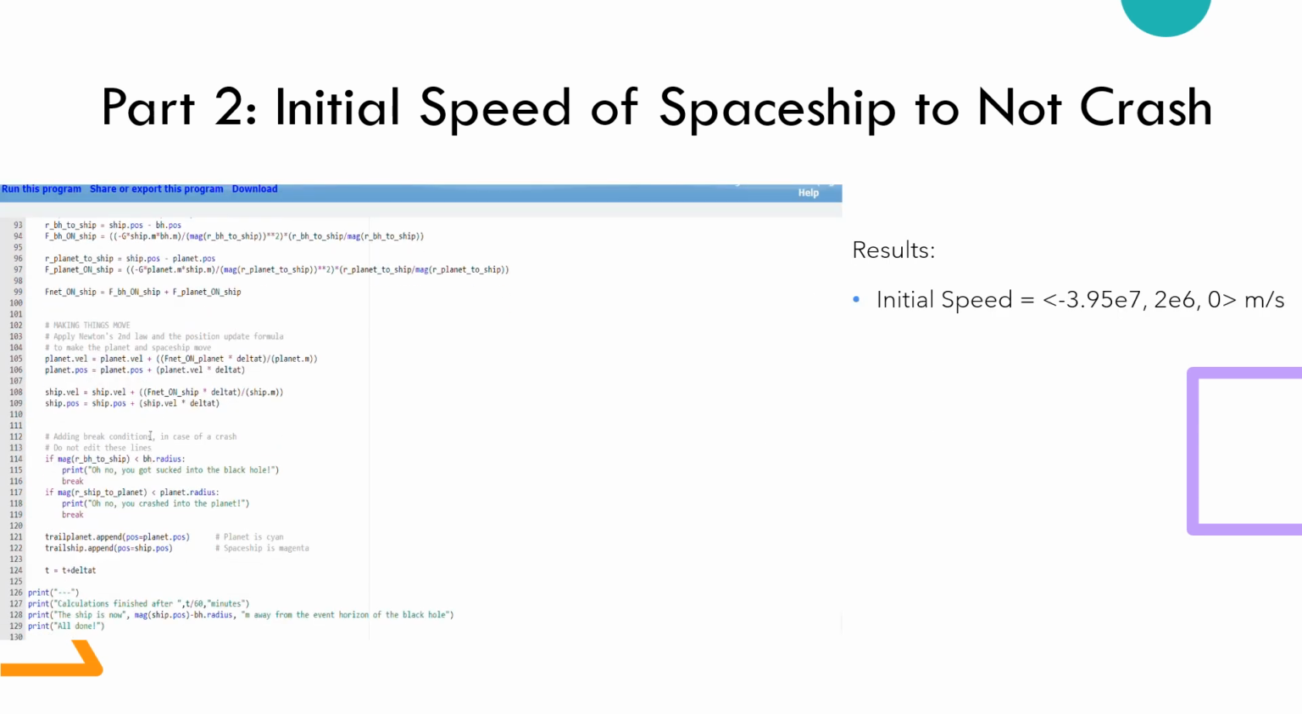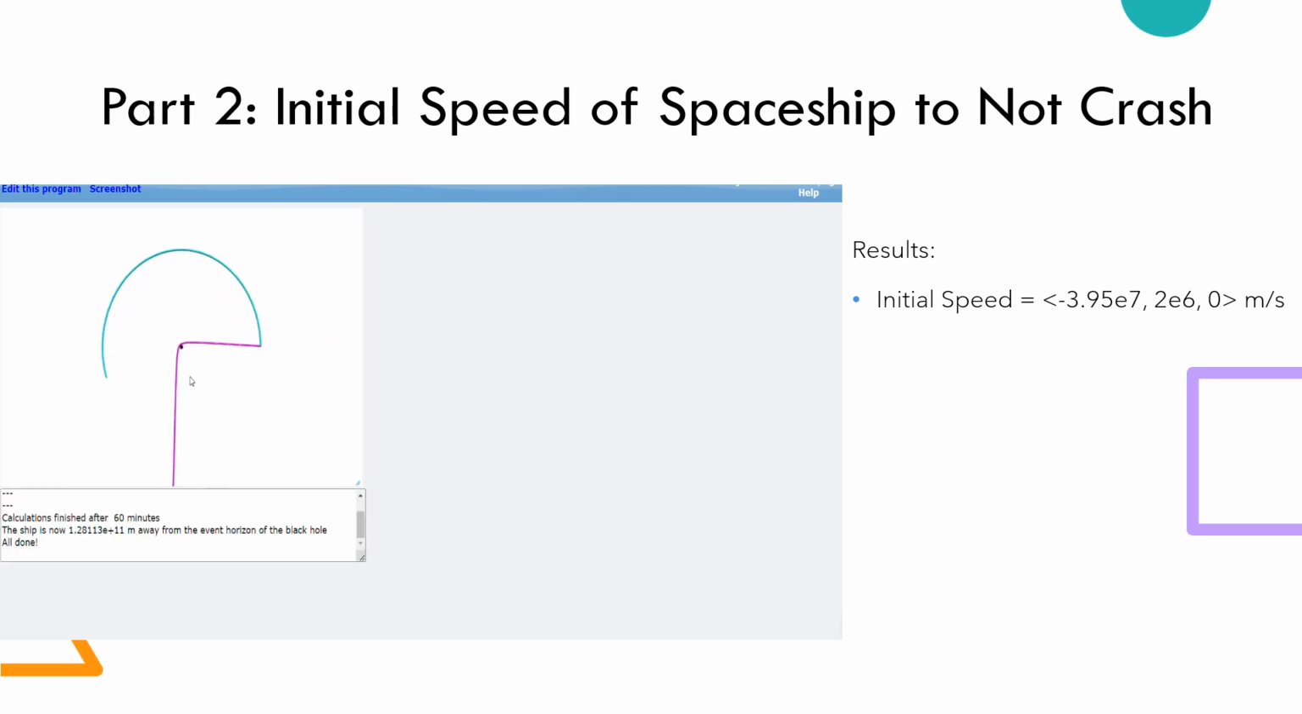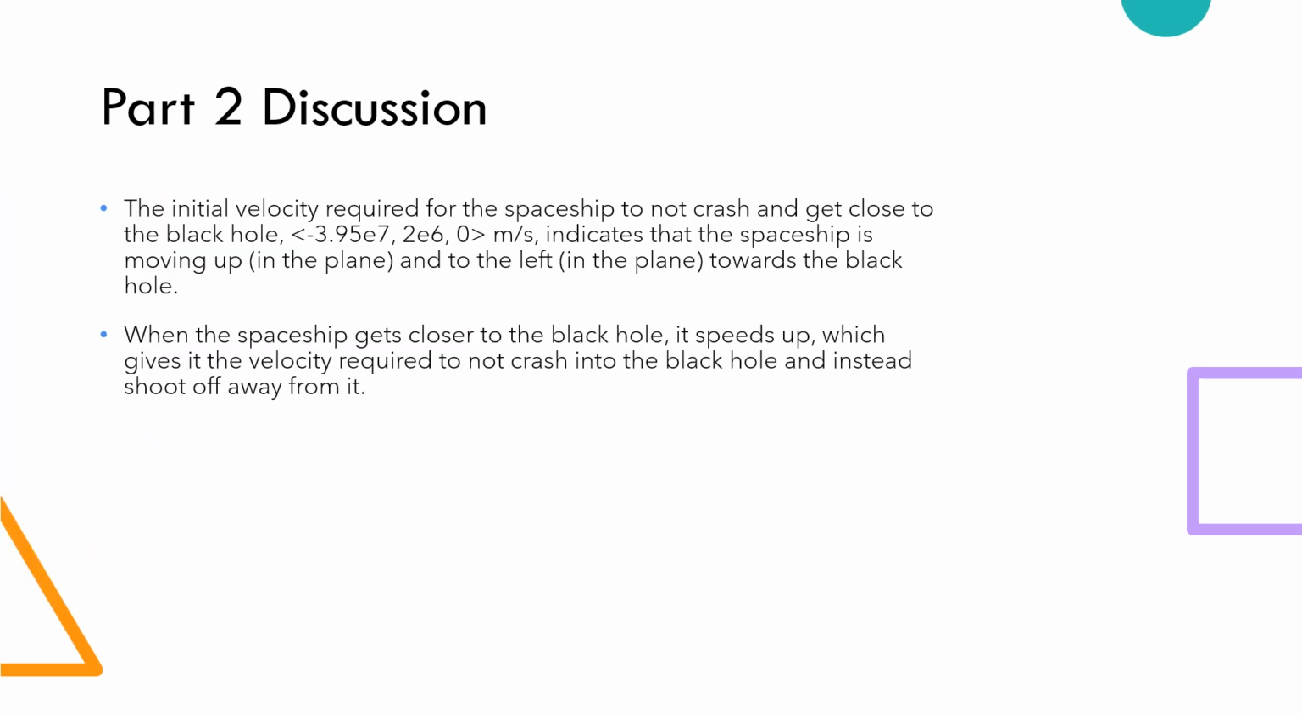The results shown, and the initial speed calculated from trial and error is minus 3.95 times 10 to the power 7 in the x component, 2 times 10 to the power 6 in the y component, 0 in the z component, meters per second. The initial velocity required for the spaceship to not crash and to get close to the black hole indicates that the spaceship is moving up in the plane and to the left in the plane towards the black hole. When the spaceship gets closer to the black hole, it speeds up, which gives it the velocity required to not crash into the black hole and instead shoot away from it.